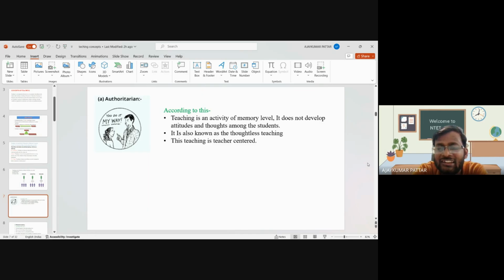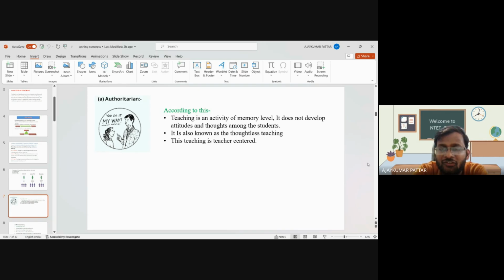This teaching activity is at the memory level. It does not develop attitudes, and it does not develop thought among the students. This teaching method works at the memory level. Students or learners do not develop any attitudes and thoughts. That's why it is known as thoughtless teaching. If I tell you to learn these numbers by heart, then you simply learn by heart based on memory, but you should not think about why 2 is 4 like that. So this is thoughtless teaching.